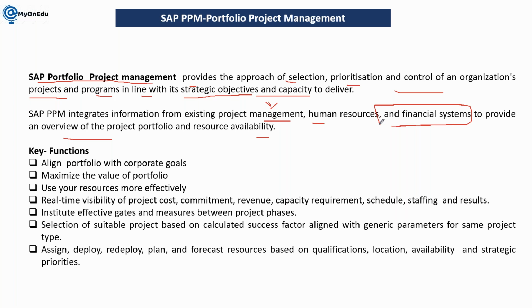The next is maximize the value of the portfolio. Use your resources more effectively. So SAP PPM is helping us to do the resource deployment by using the different staffing types. You can select your resource based on the qualification, based on the availability, based on the locations, and you can deploy by proper steps, like as a candidate or as a resource you can assign.